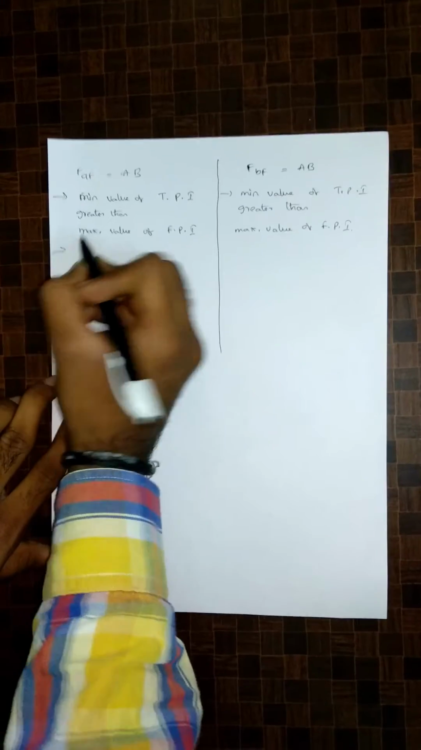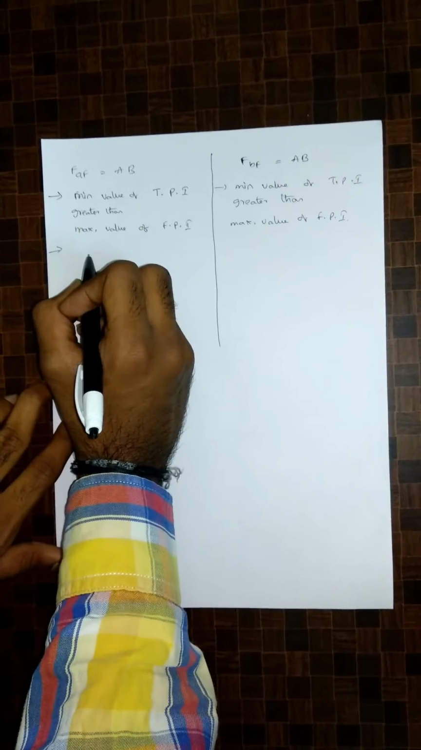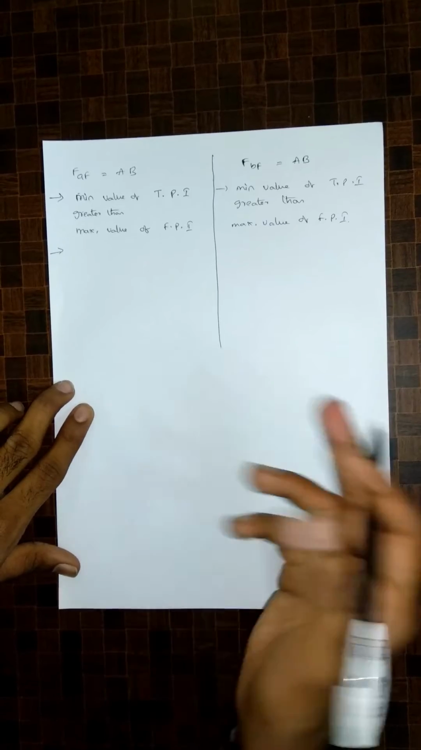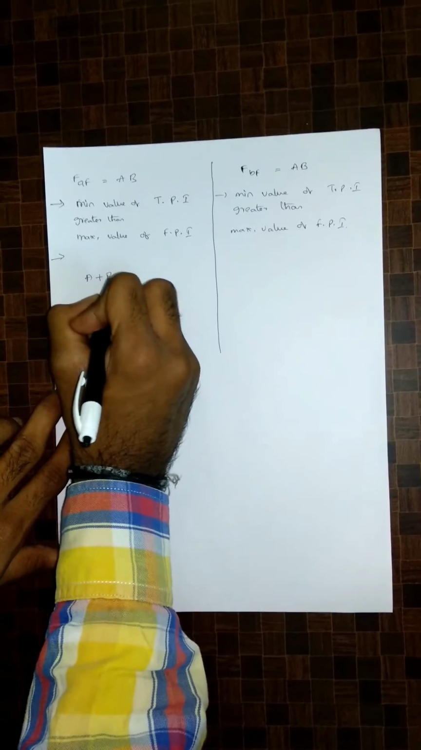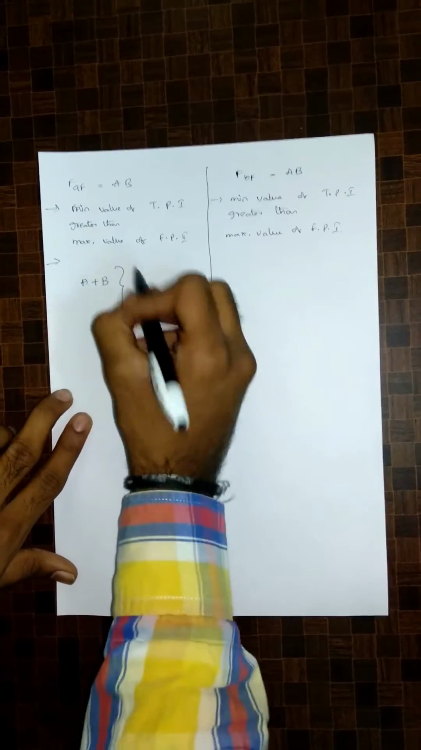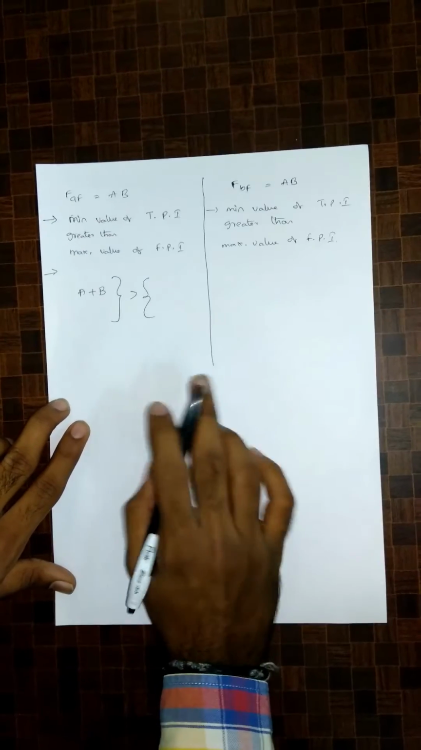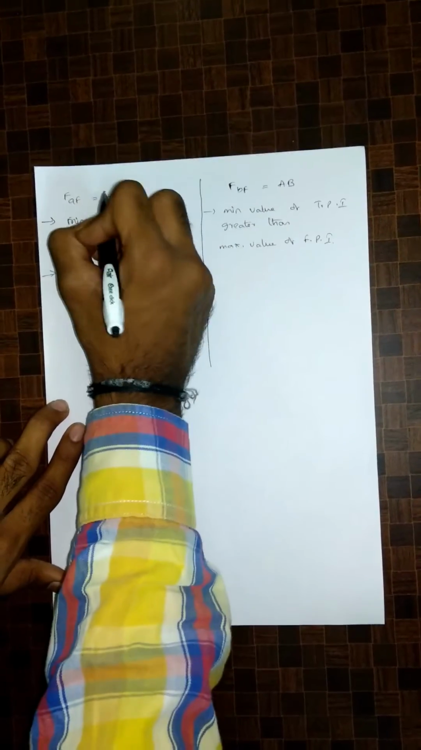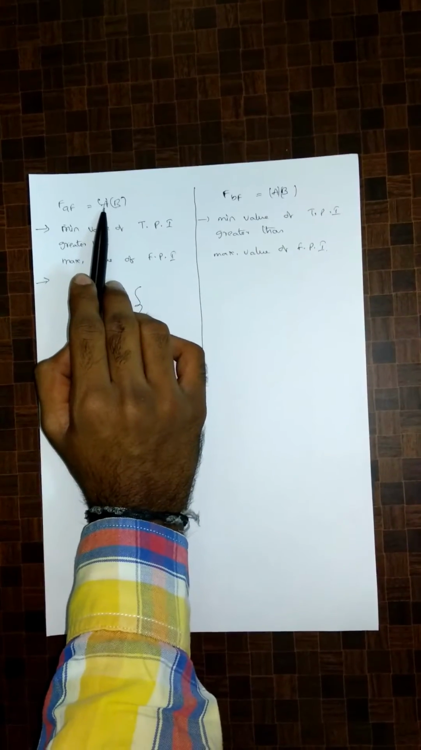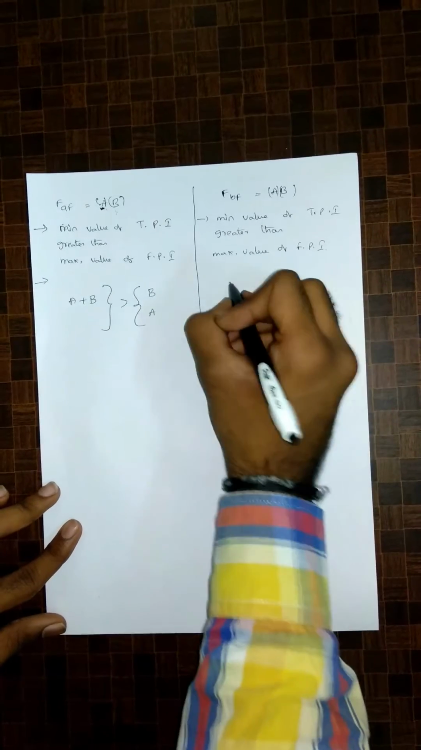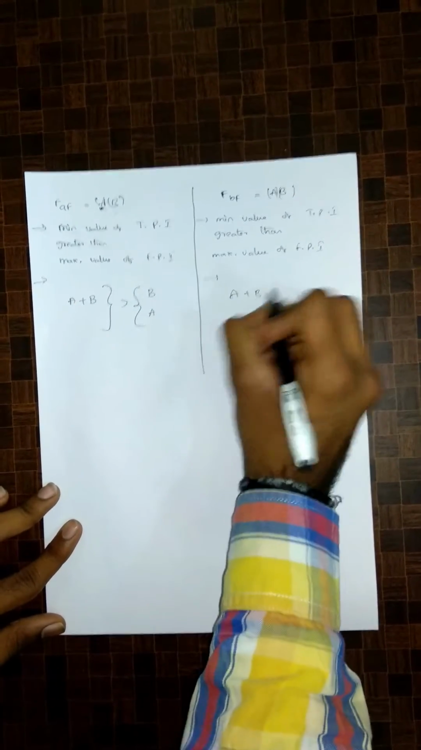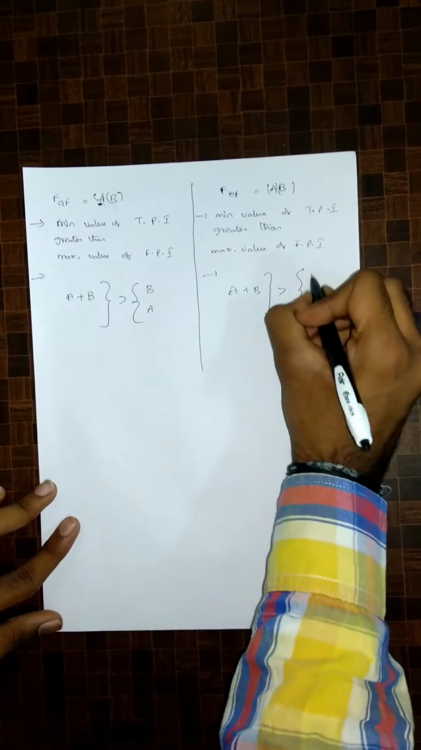Now for generating the algebraic expression, we know that FA contains A and B, so we write A + B, that is, the true prime implicants must be greater than the false prime implicants, meaning A into B. Here also A into B. For the terms on A and B, only A is present, so B is absent, so we must write B'. For the second term, A is absent, so here A'. In the same case, A + B must be greater than B + A.